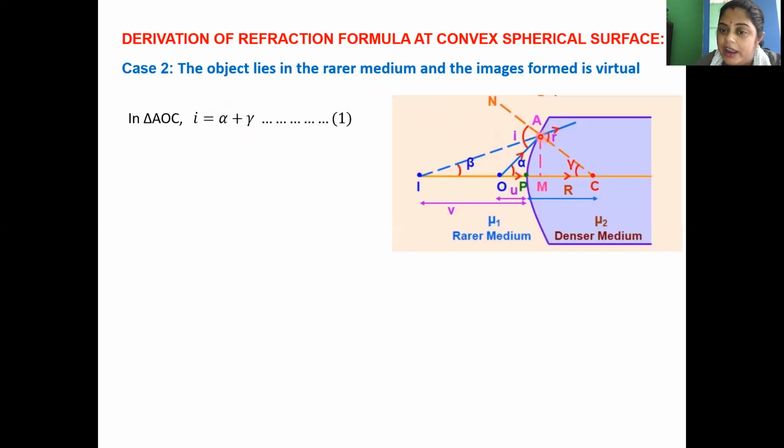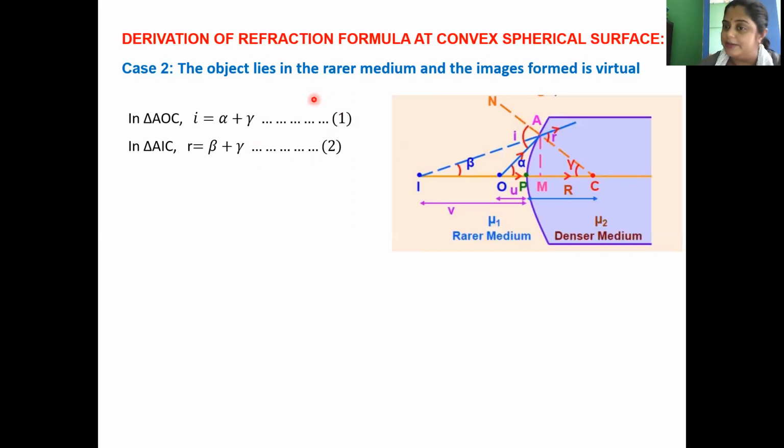Now we can take another triangle, that is triangle AIC. From this triangle, we can see that r is the exterior angle. Am I right? r is the exterior angle here. And beta and gamma are the non-adjacent interior angles. So r can be represented as a sum of beta and gamma. So we now have two equations: i equal to alpha plus gamma, and r equal to beta plus gamma. Our first aim is to represent i and r in terms of alpha, beta, gamma.